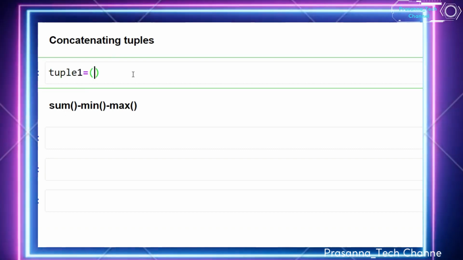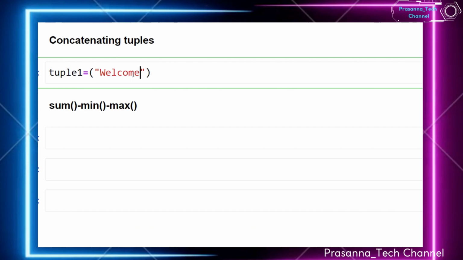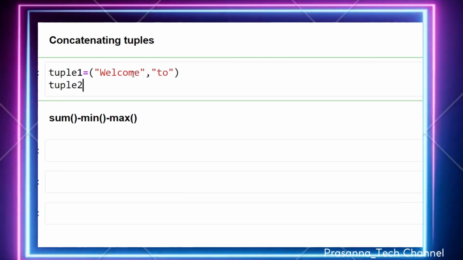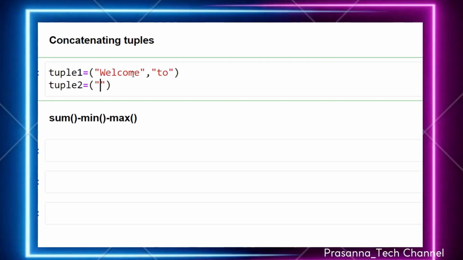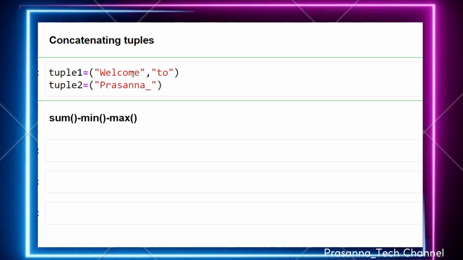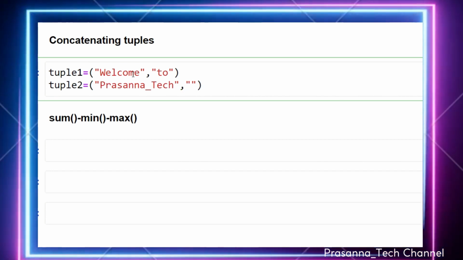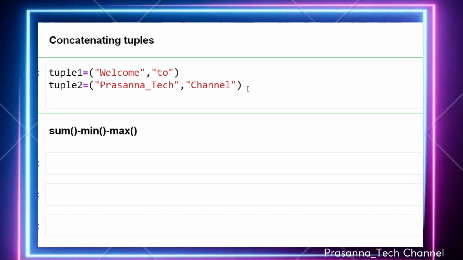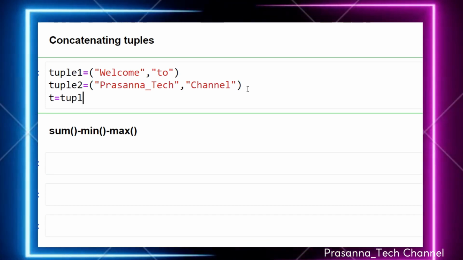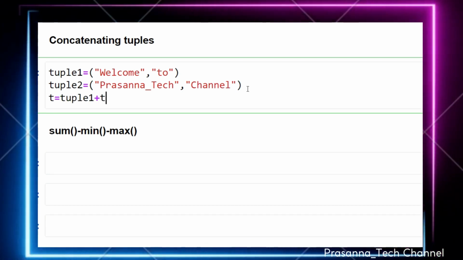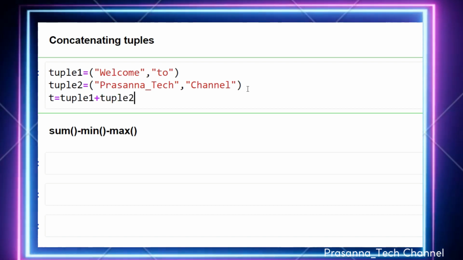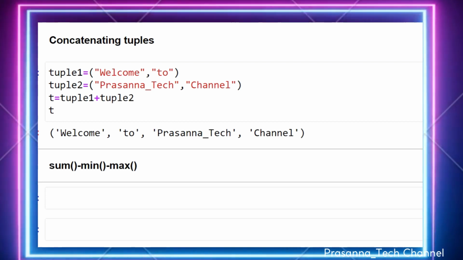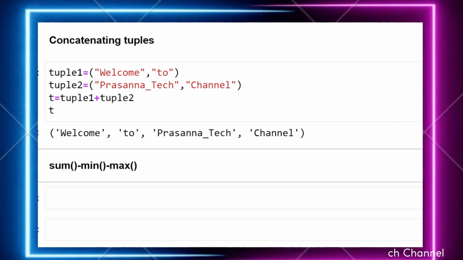Now let's take an example. Tuple 1 equals welcome, 2. Now I'm creating one more variable. Tuple 2 equals persona tech channel. Now I'm creating one more variable, that is t equals tuple 1 plus tuple 2. T. The result is welcome to Prasanna Tech channel.